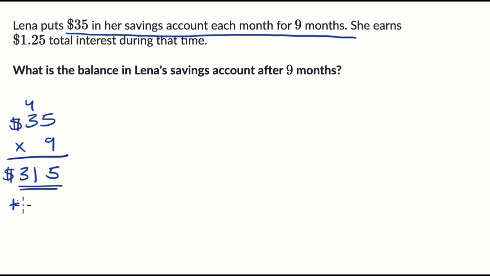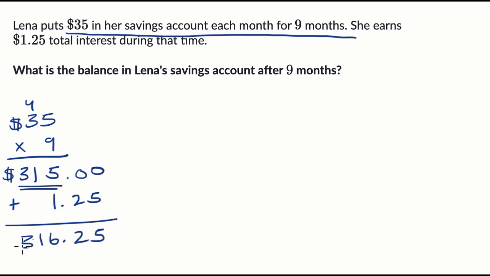So if we then add another $1.25, so then if we add all of this together, we're going to get $316.25 as our answer, and we're done.